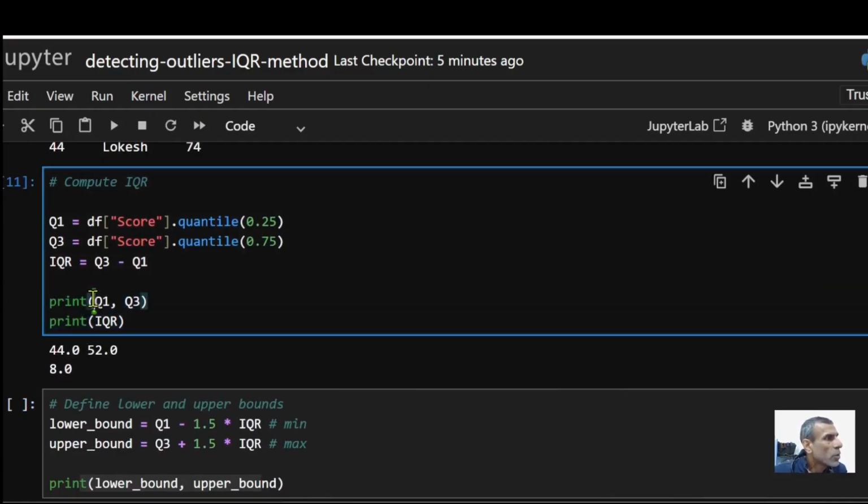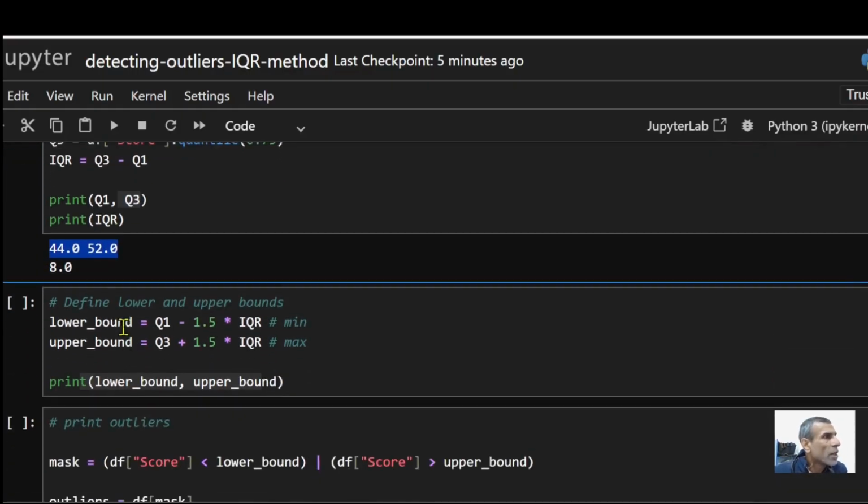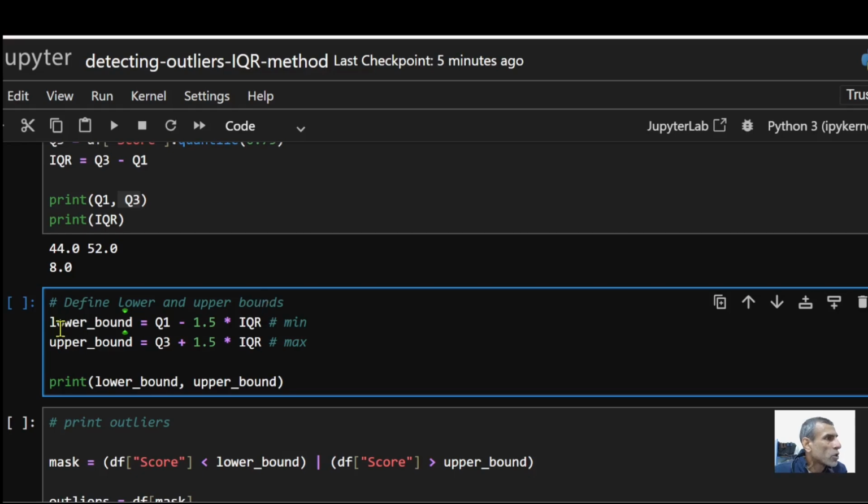In this case, my Q1 is 44 and my Q3 is 52, and my IQR comes out to be 8.0. That's the difference between 52 and 44. Then we define our lower and upper bound. So my lower bound is going to be Q1 minus 1.5 times IQR. That's going to be my minimum value. Any value that's below this, those would be my outliers.